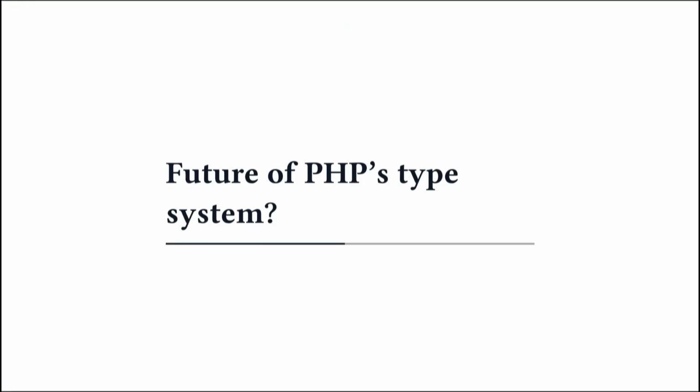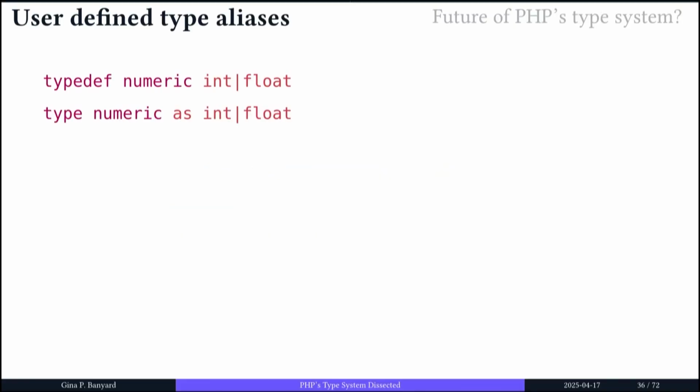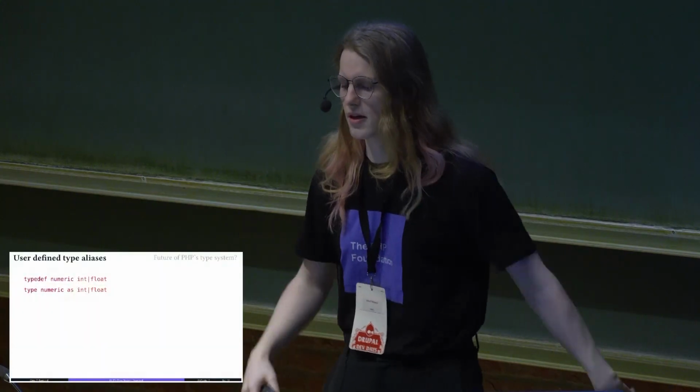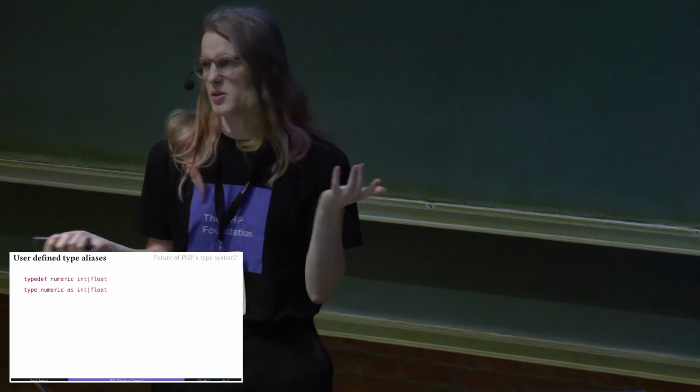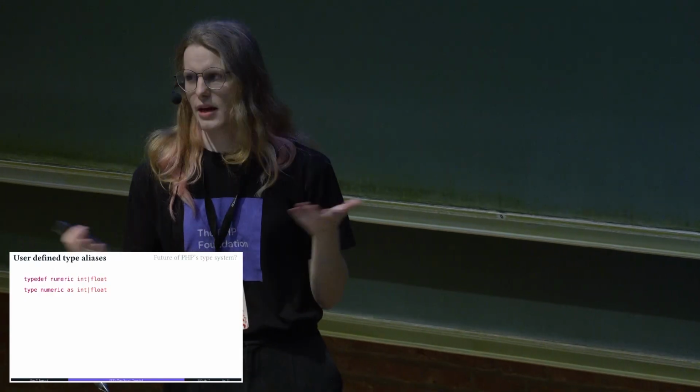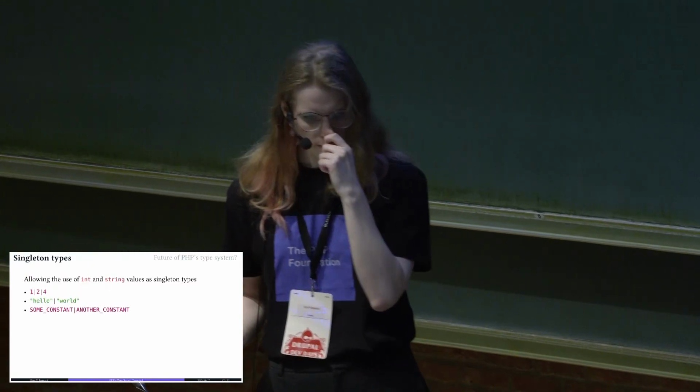So what's the future of PHP's type system? A few different things that could be. I mean, user-defined type aliases might be nice. These are just 2 ideas of syntaxes that I came up with. I want something numeric, which is like, well, I either have an int or float, which happens quite a bit. Oh, I know that I can just use arithmetic operations on it.